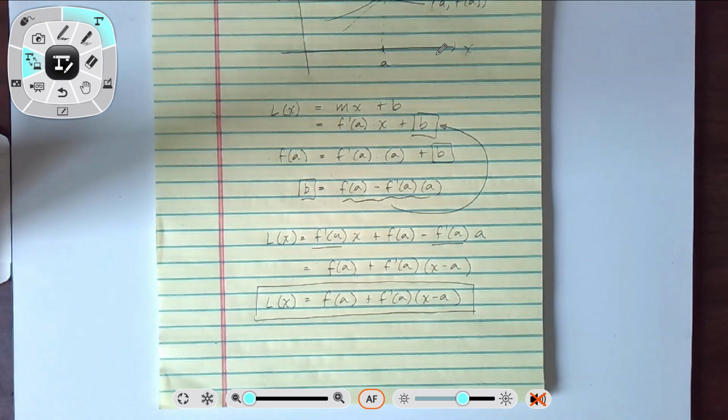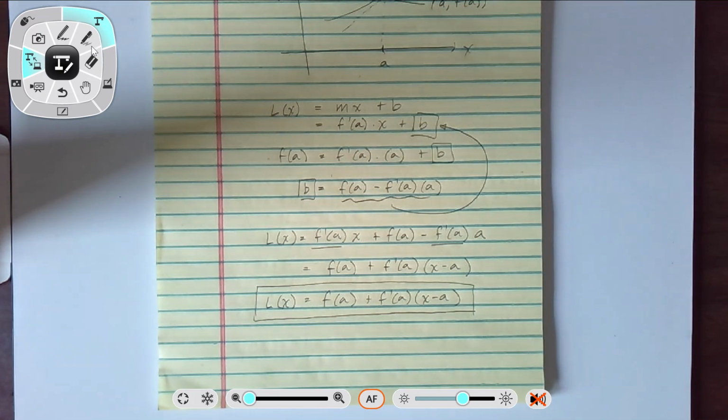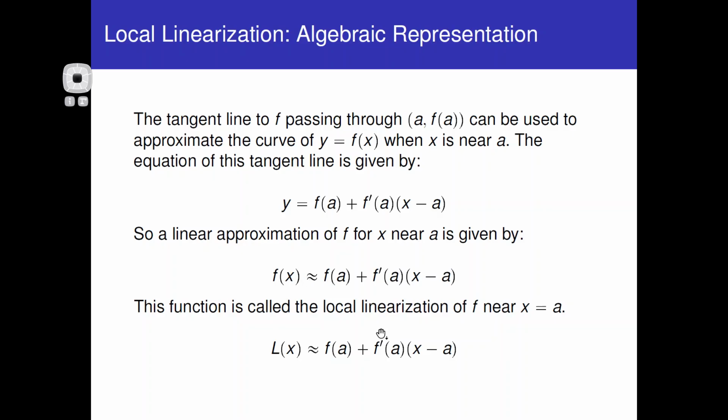I hope that makes sense. Let's go ahead and go back and see. Yeah, sure enough, it should be equal here, and f of a plus f prime of a times x minus a was exactly what we got. And so basically this gives us a plug and chug way to simply find the equation of the line that's tangent to a function at a. And we think of that line as the local linearization.